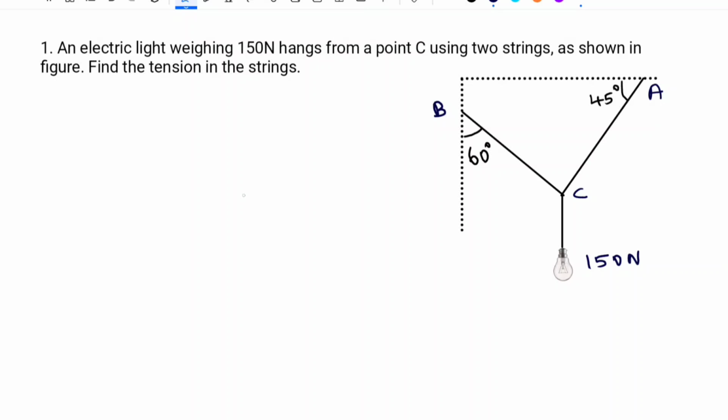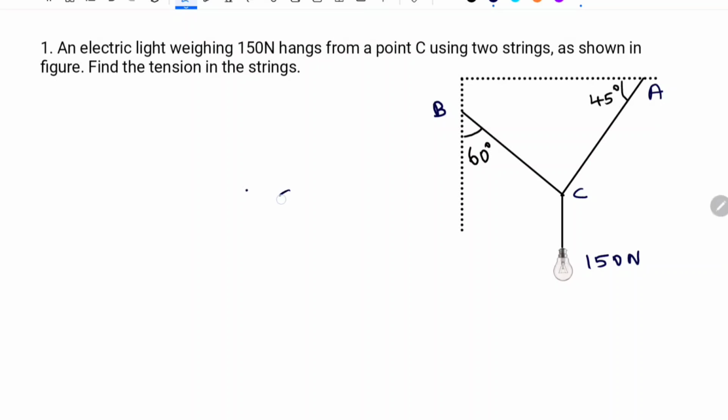Here this system of forces is under equilibrium condition, which means that there will be no resultant force acting, and this has only three forces. So we can use Lami's theorem. Before going to Lami's theorem, as per our previous video, the first step is to draw the free body diagram. So first let us draw the free body diagram.